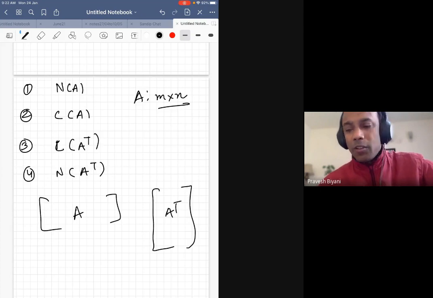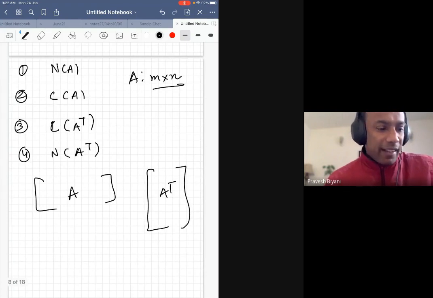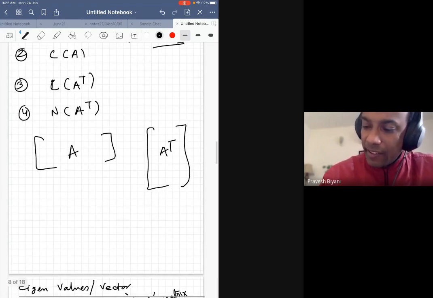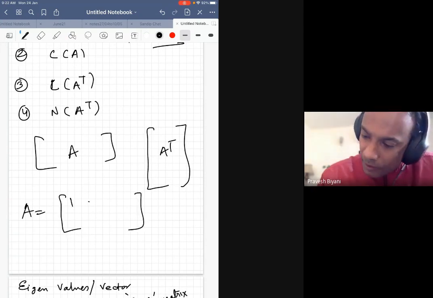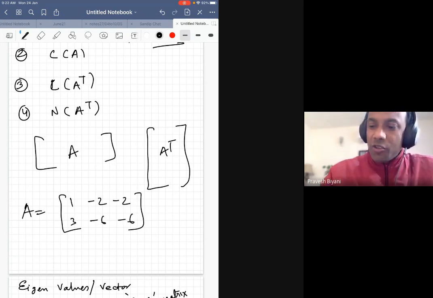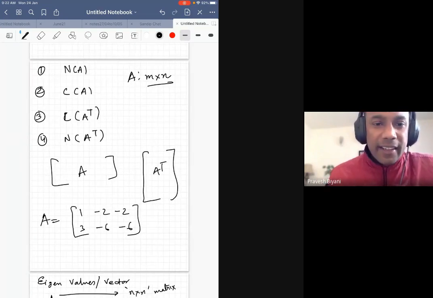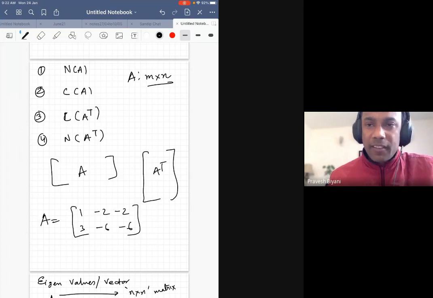Okay. So here is what I want to ask you. Take some matrix A. Let's say I'm giving you a matrix A. Let's say this is the A matrix, with entries 3, minus 6, minus 6. Yeah, this is a simple matrix, right? So you have to write all the 4 dimensions: N(A), C(A), C(A transpose), N(A transpose). Write the dimension of all these 4 vector spaces. Okay, take a couple of minutes and do that.